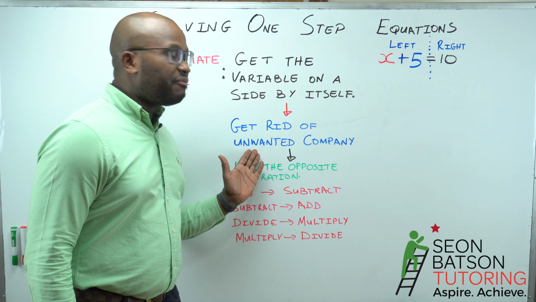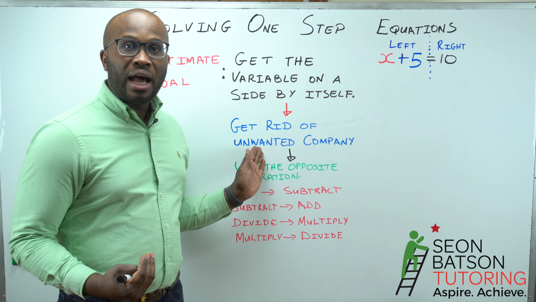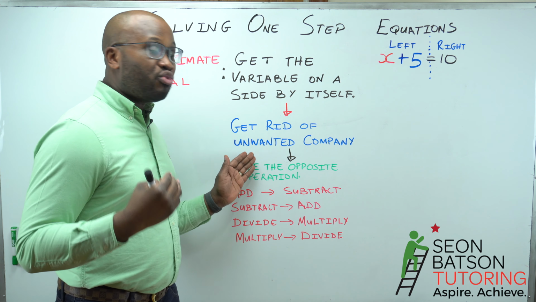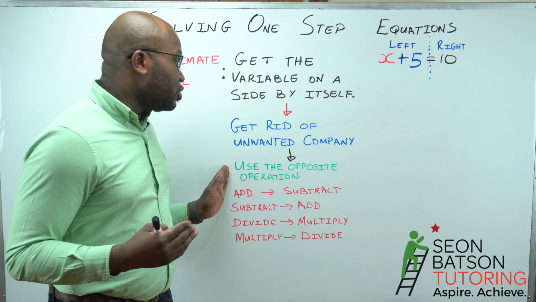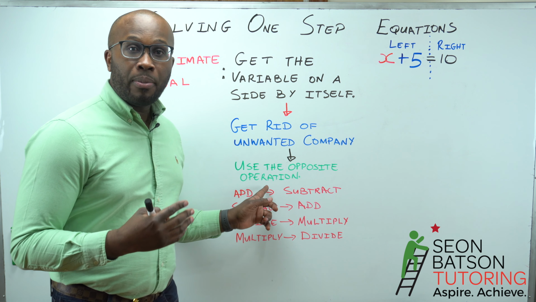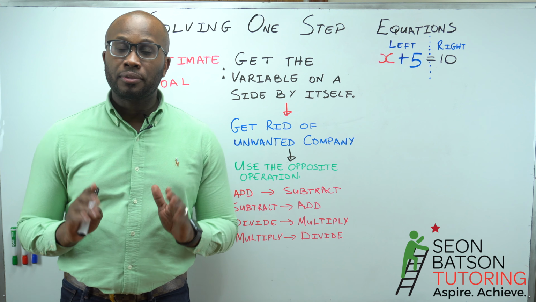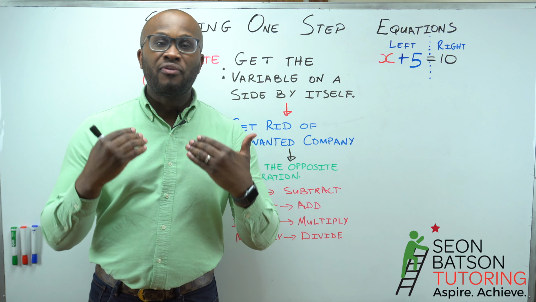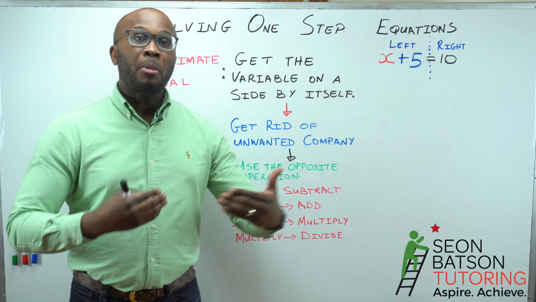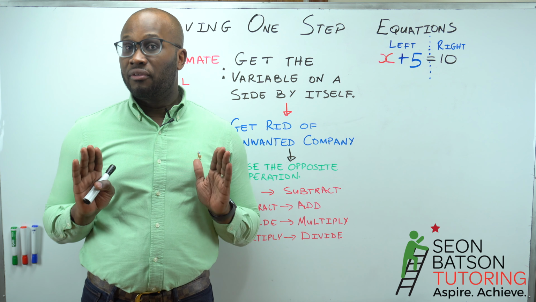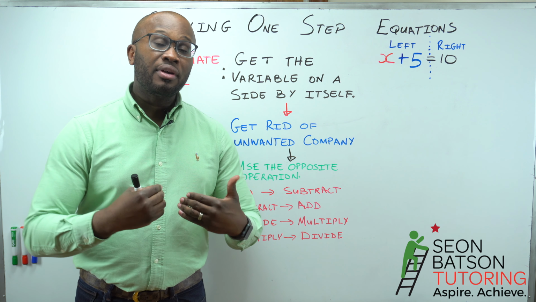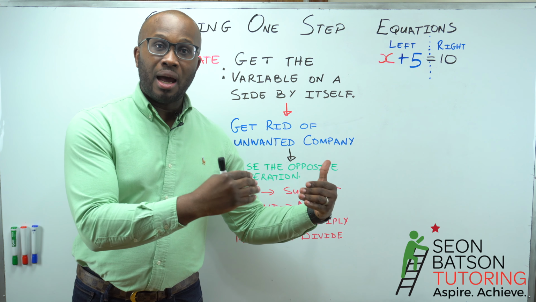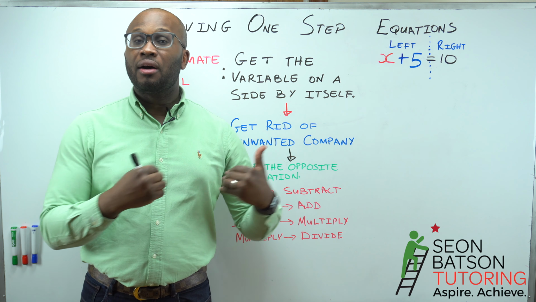Now, to get the variable by itself, we will have to get rid of an unwanted company. To get rid of the unwanted company, we will use the opposite operation. Now, very important, whatever the opposite operation is, we must perform that operation on both sides of the equation.